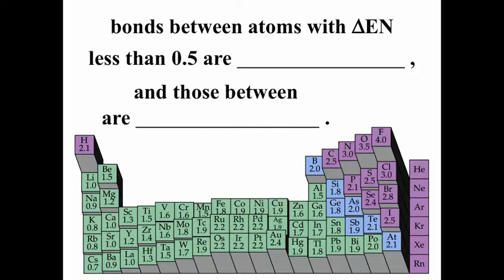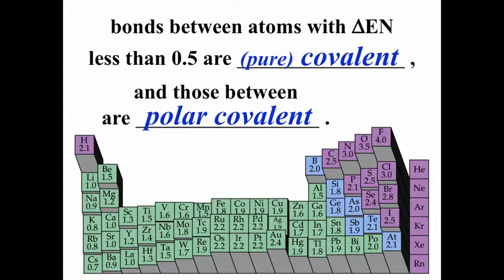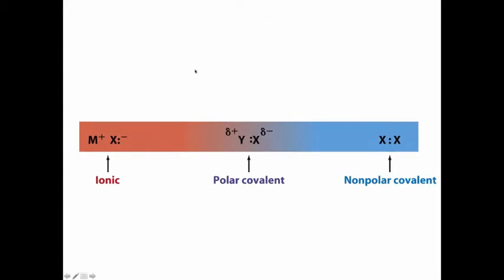Now, on the other hand, if we have atoms that don't differ very much in electronegativity, when their electronegativity values differ by 0.5 or less, then that's pretty equal sharing, and we're going to just call that a covalent bond. And if we're between those two, then we have sharing that's unequal, and that corresponds to a bond being polar covalent. Now again, this is a continuum. There's no real harsh or discrete specific cutoff between ionic, polar covalent, and nonpolar covalent.